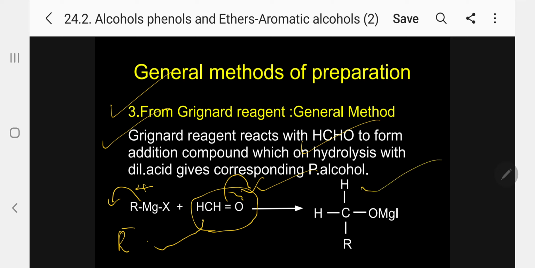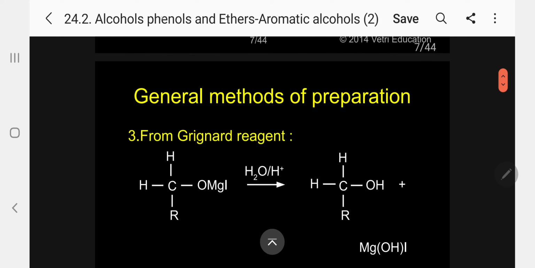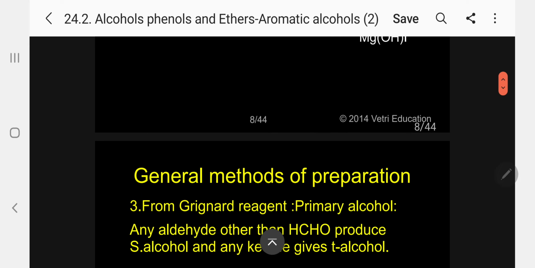If you hydrolyze this intermediate, kindly follow what is happening here, you get the corresponding alcohol RCH2OH and MgOHI. This is the primary alcohol RCH2OH. So let me take a specific example so you can understand now.